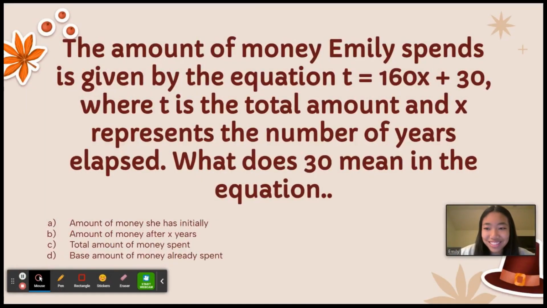So our fourth question says, the amount of money Emily spends is given by the equation T equals 160x plus 30, where T is the total amount and x represents the number of years elapsed. What does 30 mean in the equation?